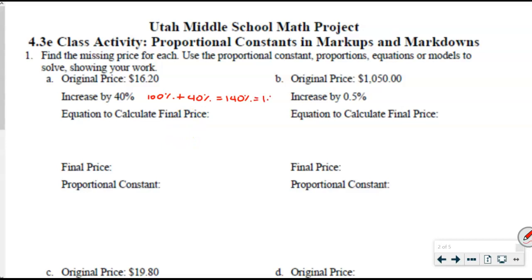We change that to the decimal 1.4. And with all of that squeezed into that space there, I now have space. What is the equation to calculate the final price? Well, the equation is going to be 1.4, or 140% of our original price, which is $16.20.